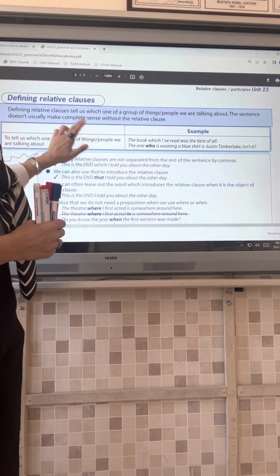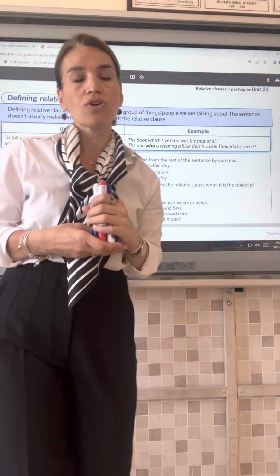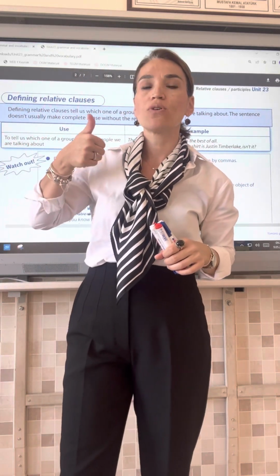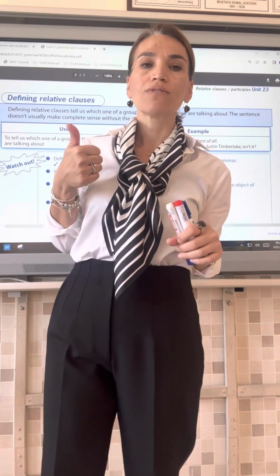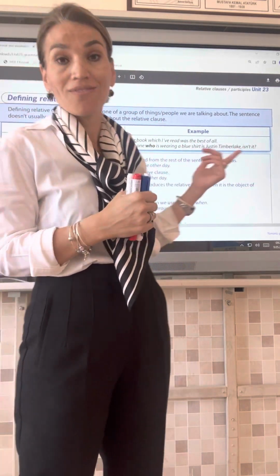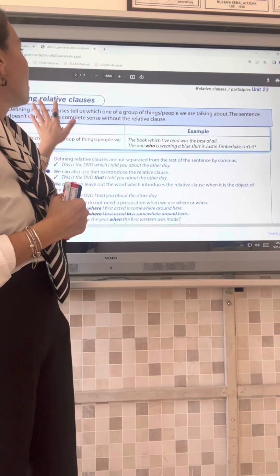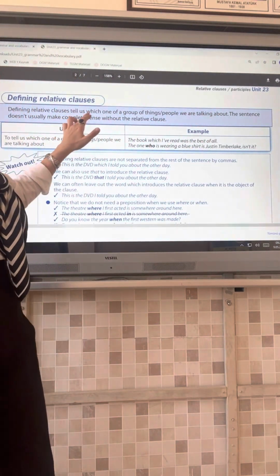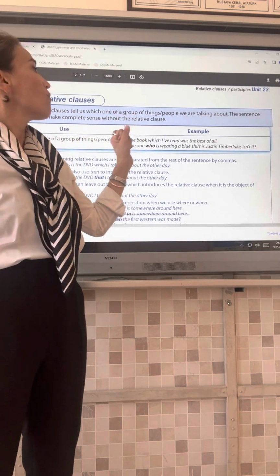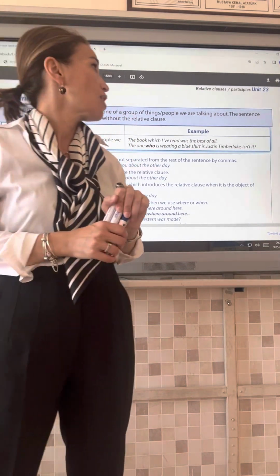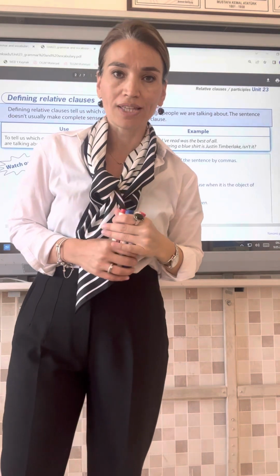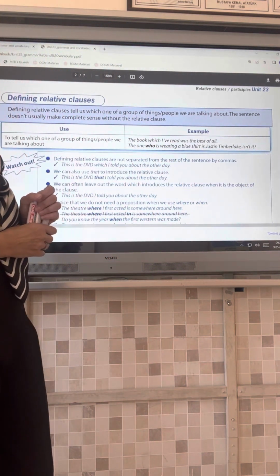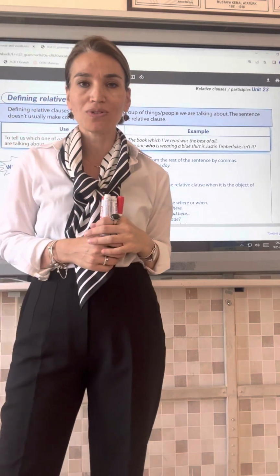And for the defining relative clause, so I told you that we have two types of relative clauses. We have mentioned the first one, non-defining relative clauses, and if we have none, we have the defining relative clauses as the second one. Defining relative clauses tell us which one of a group of things, people, we are talking about. The sentence doesn't usually make complete sense without the relative clause.